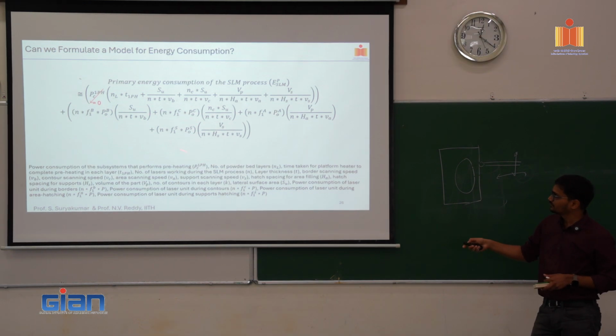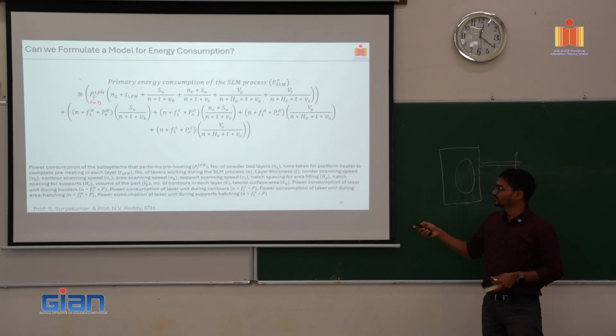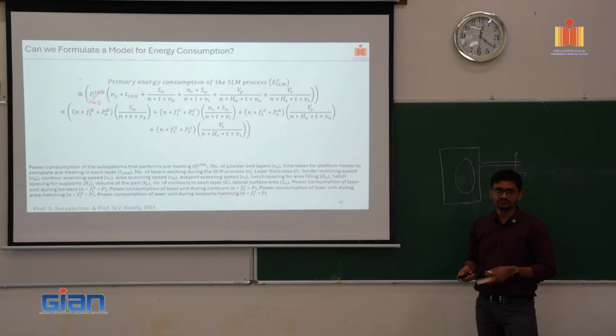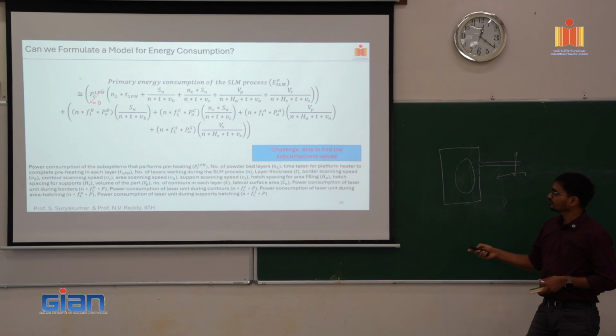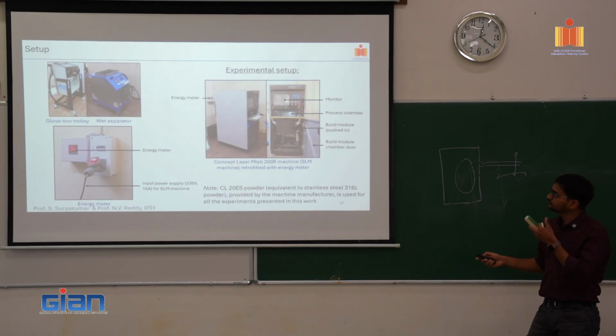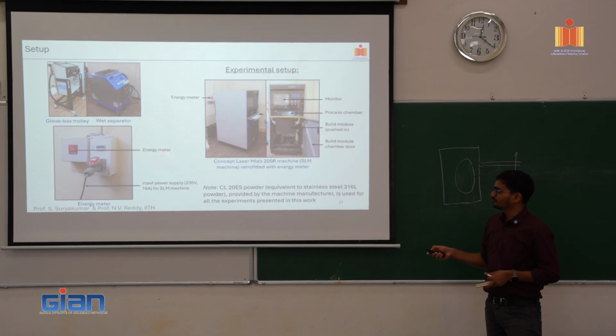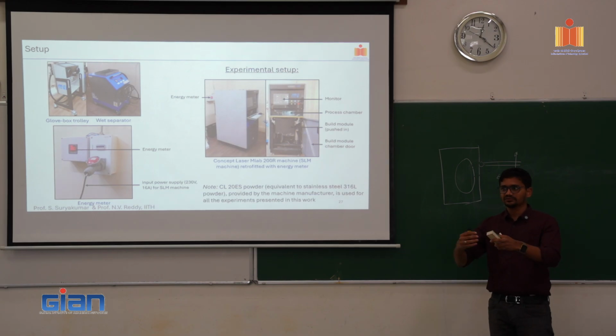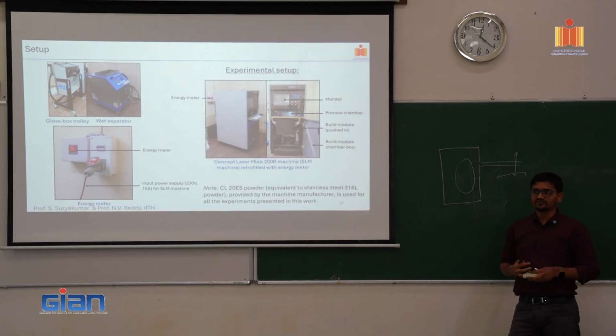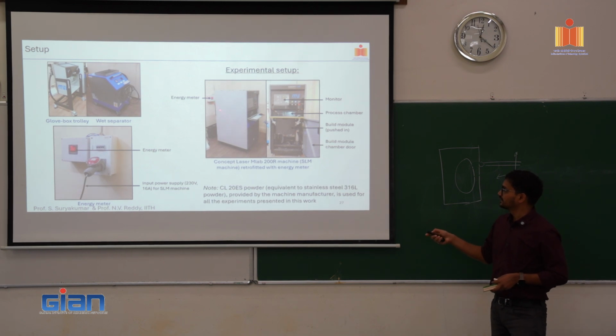Formulating the equation is not as challenging as finding the value of some of these power components. If you have an equation which you develop, but now if you want to use it, you need to find out what is the power value. So the challenge here is to be able to find the subcomponent values. Okay, so here this is the setup. Here also you use the same energy meter that will give you the power information for each step. This energy meter is plugged to the back of a laser powder bed fusion machine.